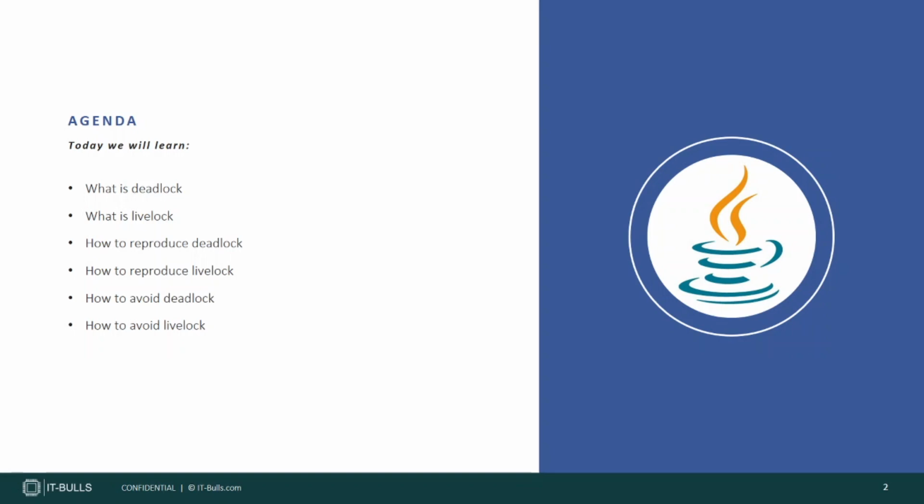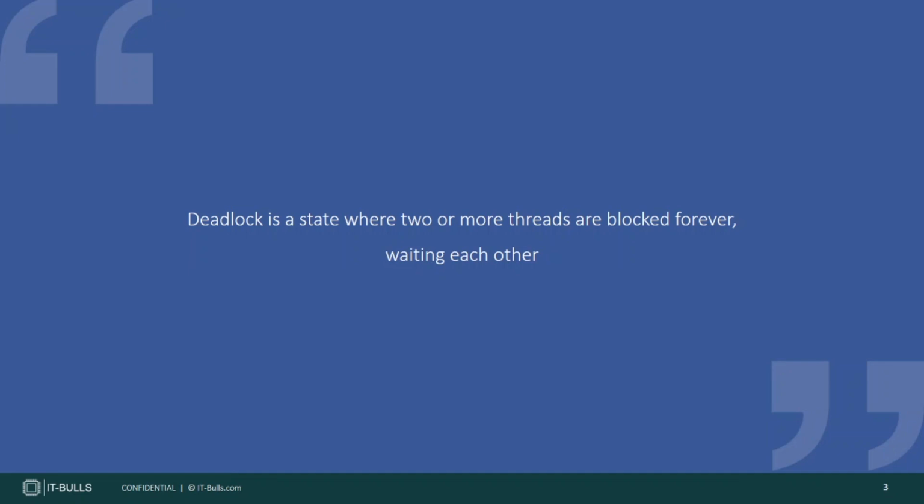Let's start. Let's understand first what a deadlock is. The definition is simple. Deadlock is a state where two or more threads are blocked forever, waiting for each other. How may it happen? This situation may happen when two or more threads require the same locks but obtain them in different order.